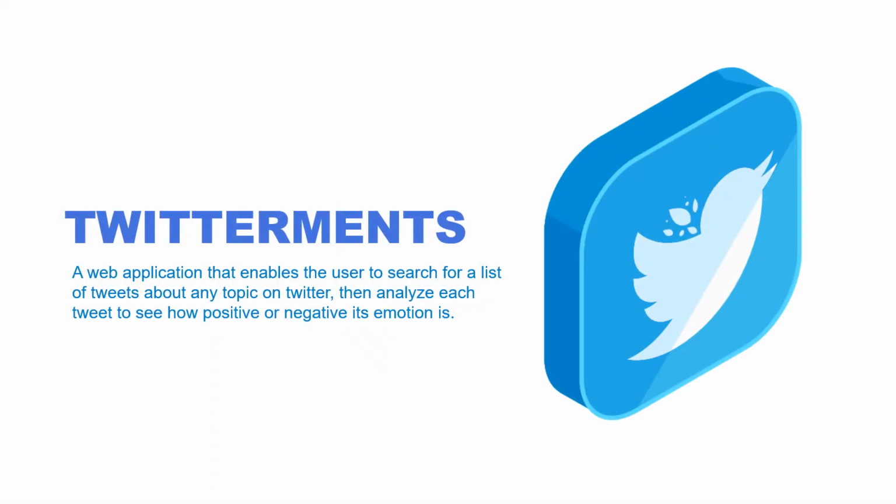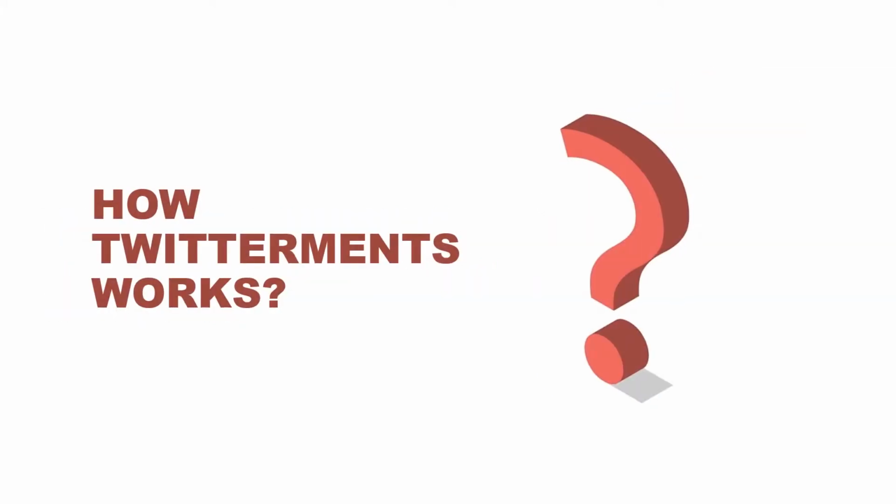Twitterments. A web application that enables the user to search for a list of tweets about any topic on Twitter, then analyze each tweet to see how positive or negative its emotion is. This is how Twitterments works.